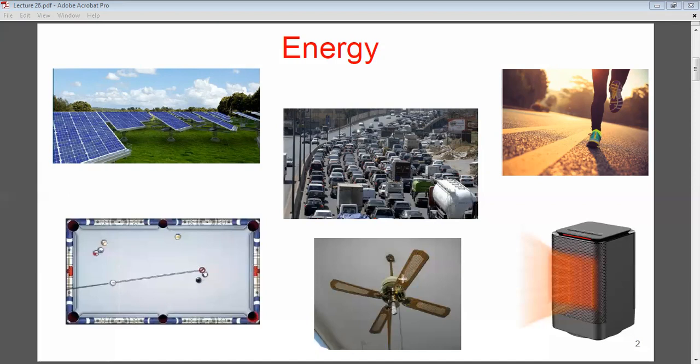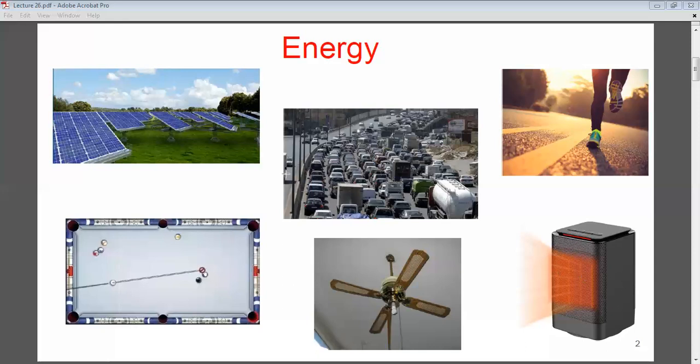The electric fan over here, in order to make it rotate, we need electrical energy. So electrical energy comes to it, and then the fan starts rotating. So we are changing electrical energy into mechanical energy. And in the case of the heater, let's say this is functioning on gas. So this will be transferring gas energy, which is chemical energy again, into heat energy.